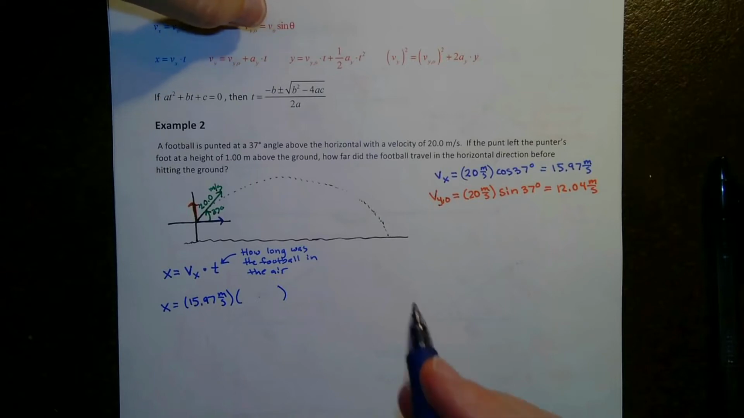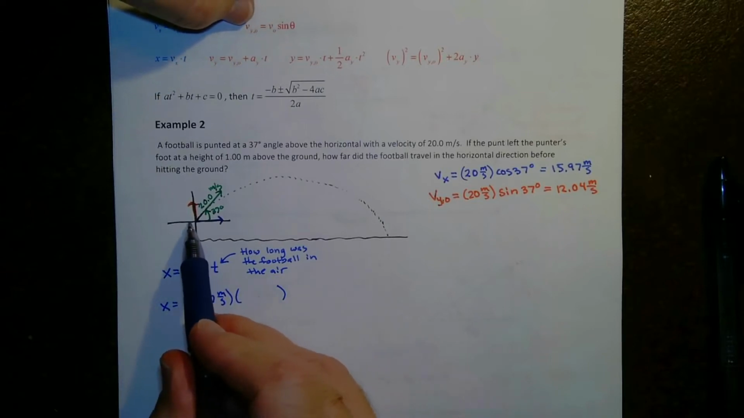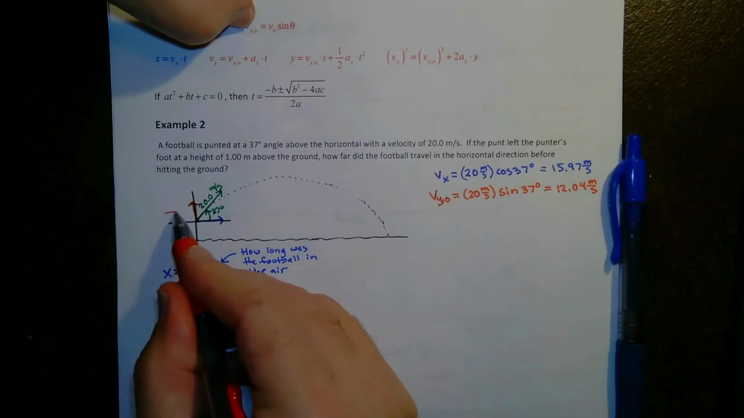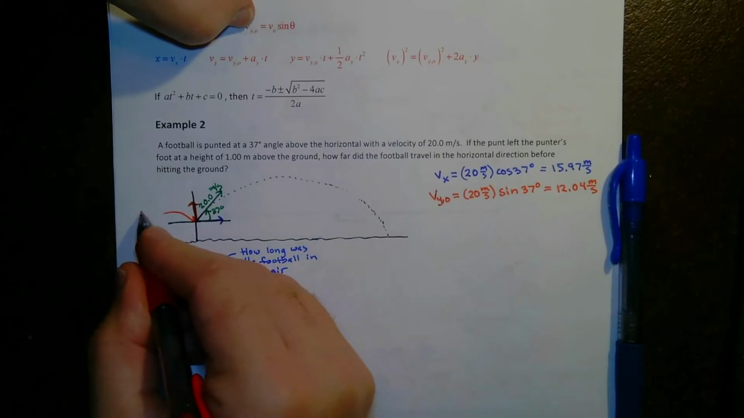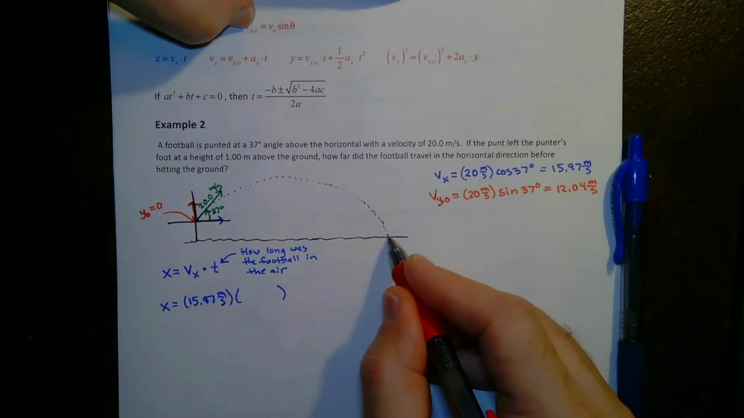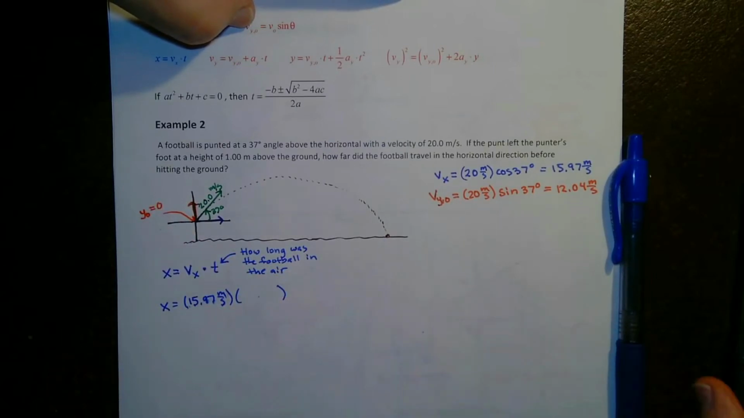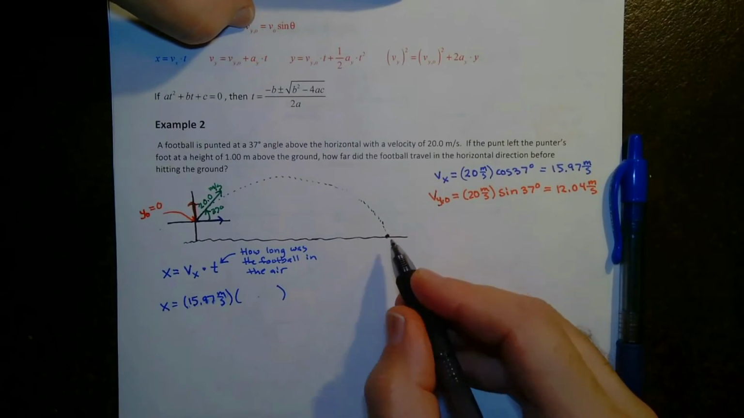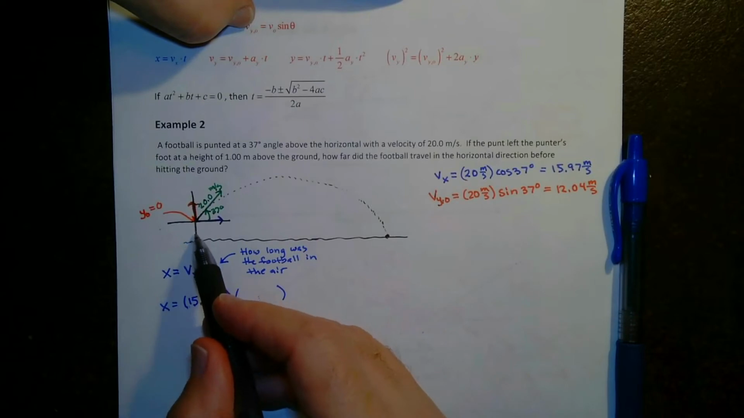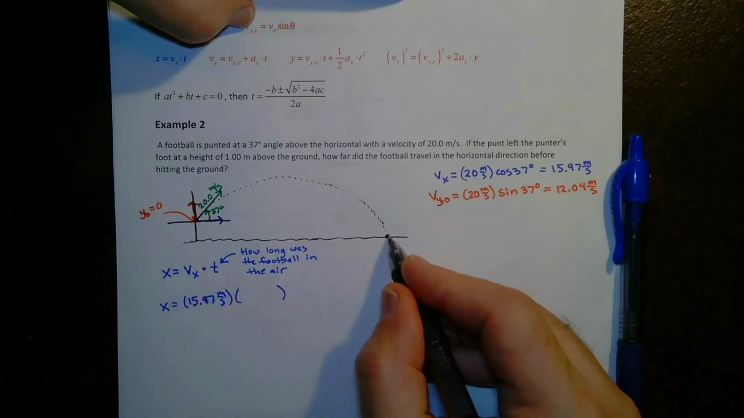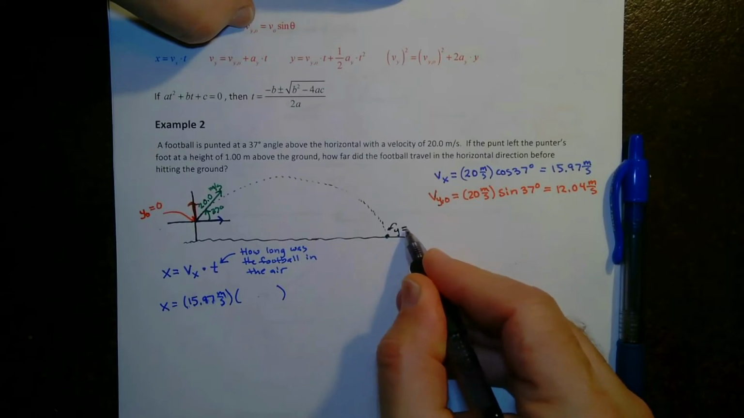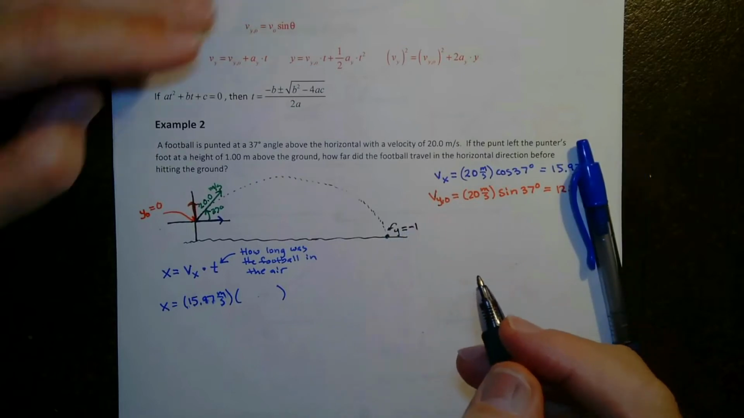Now, right here, Y is 0. It's starting at Y sub O equal to 0. It's ending right here, and what is the Y coordinate right there? Well, it's 1 meter below where he kicked it. So this Y, that point right there, is Y equal to -1.